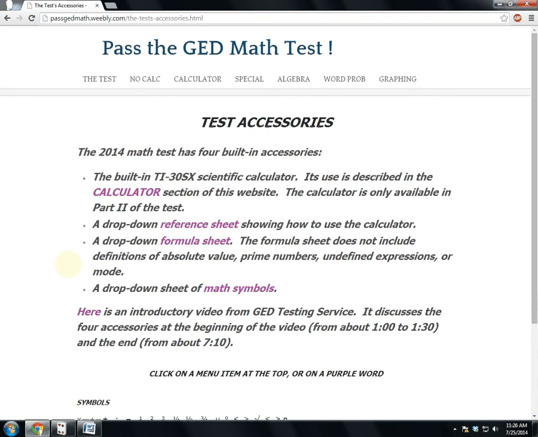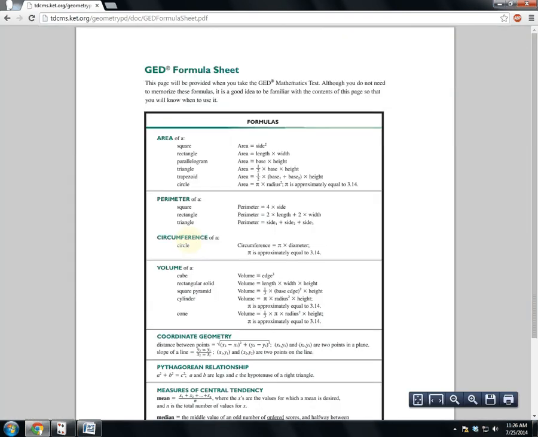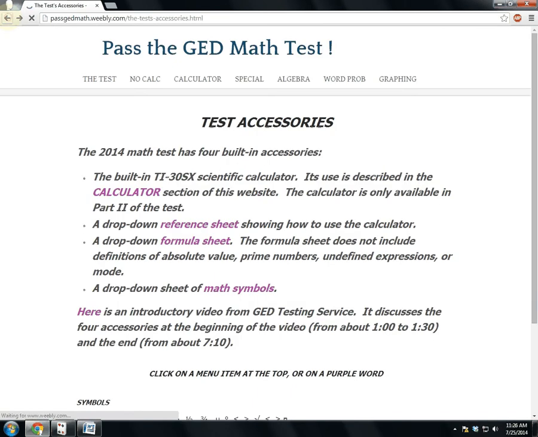Now you can see that there are purple words here. I'm going to click in particular on the purple words formula sheet, like this. And here is the exact formula sheet that you will see included and available to you in the test. Now, going to that formula sheet took me outside of the Pass GED Math website, and so I used the left arrow button on my browser up in the corner to get back.